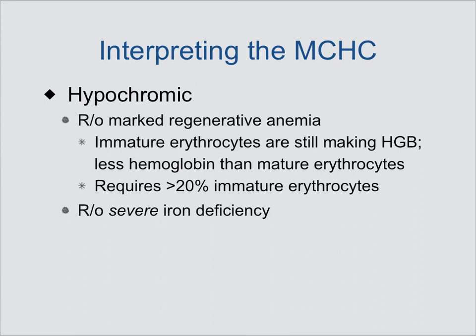So what does it mean when the MCHC is decreased? There are two big differentials, the first being an anemia with a significant regenerative response. Usually this requires a presence of greater than 20% immature erythrocytes to see a shift in the MCHC. The other differential is a severe iron deficiency, when the red cells are microcytic and there's so little iron left that they have significantly depleted amounts of hemoglobin. In both cases, the MCHC is not particularly sensitive in picking up these changes, which is why reticulocyte counts and visually examining blood smears for polychromasia or hypochromasia are important.